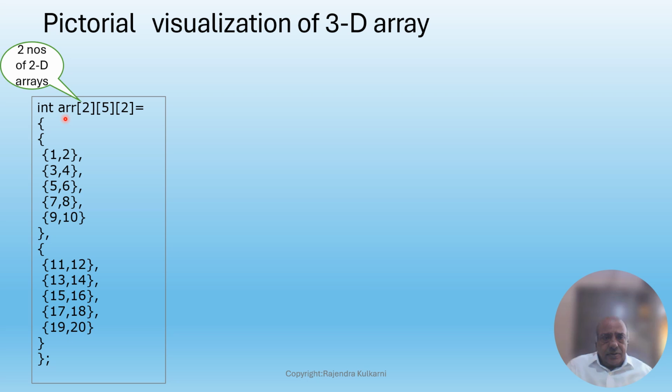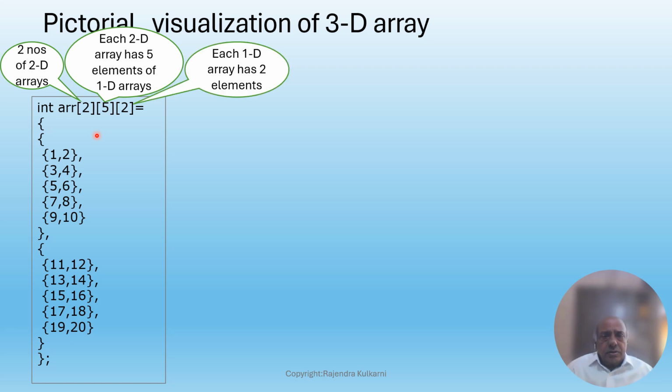So int ARR[2], the first subscript, tells that there are 2 2D arrays as the elements of this 3D array. 5 tells each 2D array has 5 1D arrays as its elements, and the third subscript, 2, tells that each 1D array has 2 int constants as its elements.